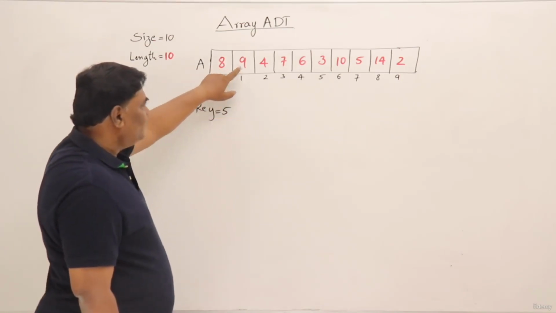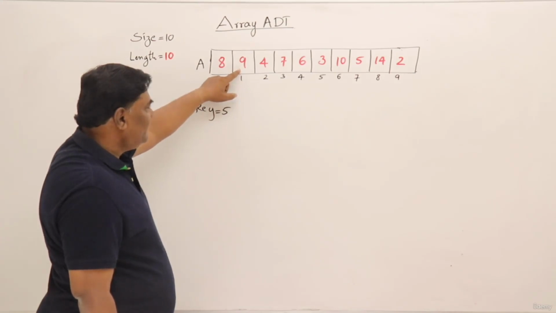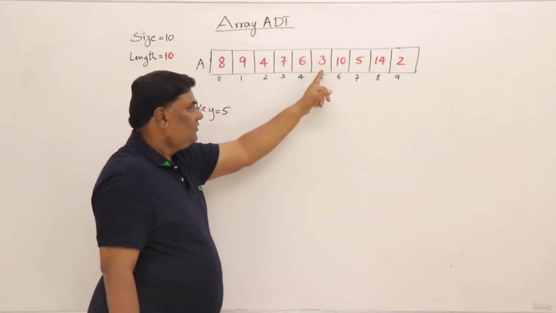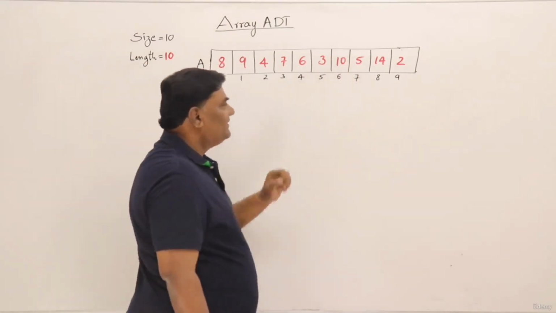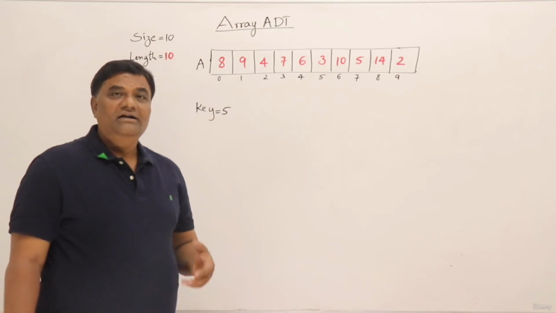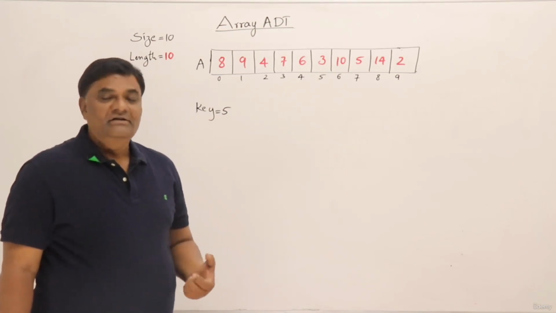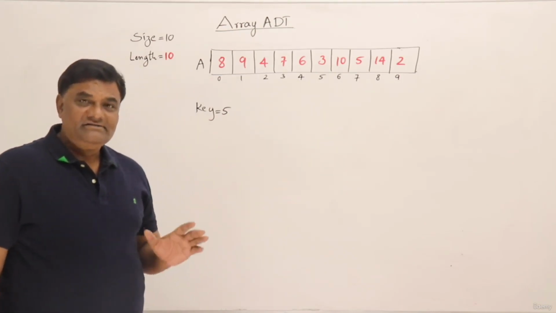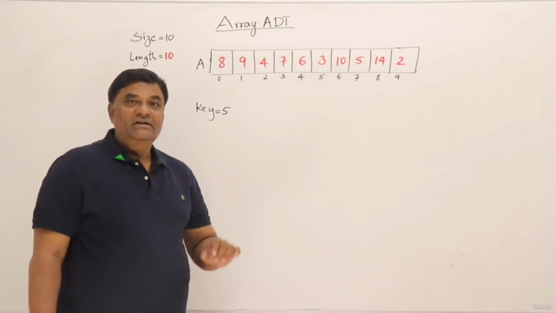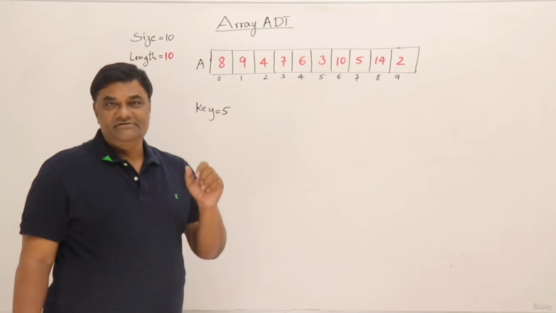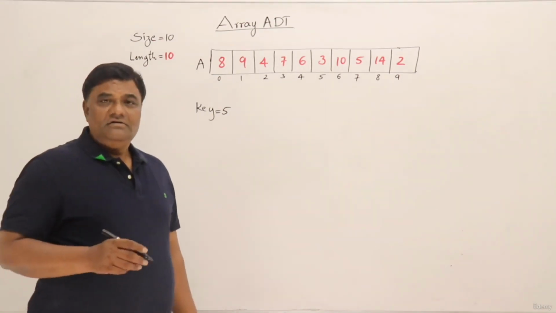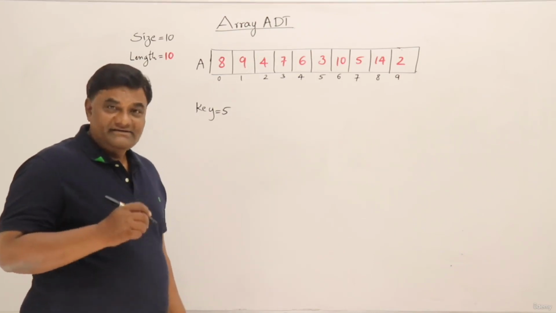Is it 5? No. Next, go to the next element. Is it 5? No. Go to the next element. Is it 5? No. No. No. Yes, it is found here. We already know the element that we are looking for, that is 5, and we want to know where it is present. So we got the index, that is 7. So usually the result of a search is the location where the element is found, so that we can access that element.